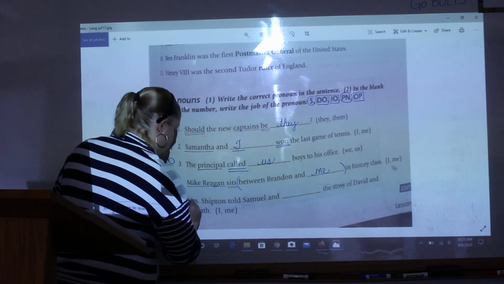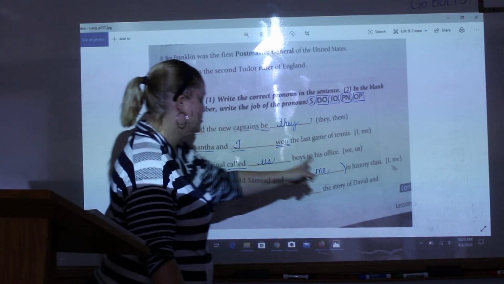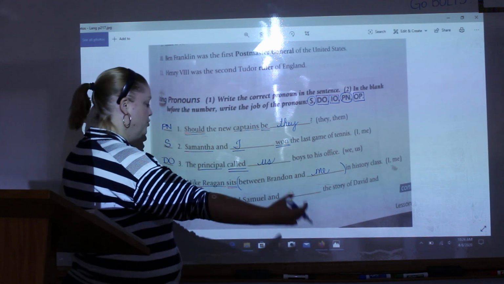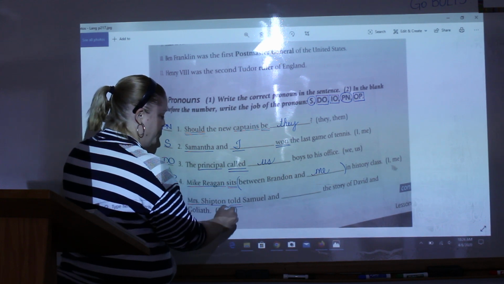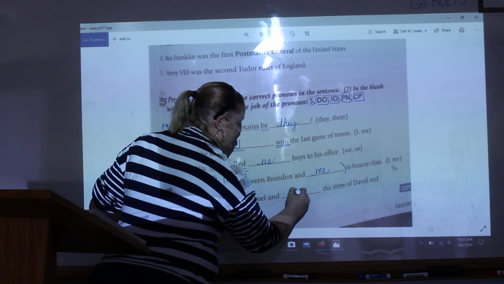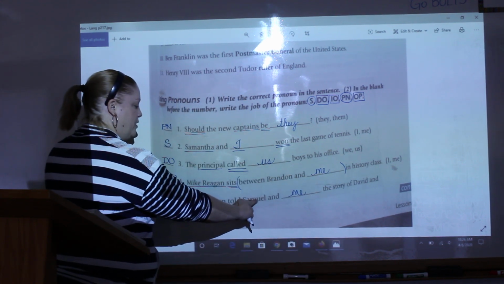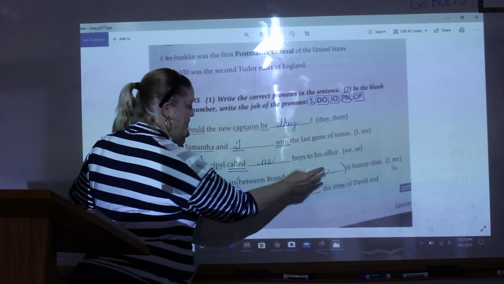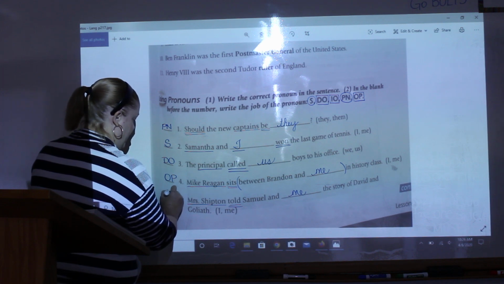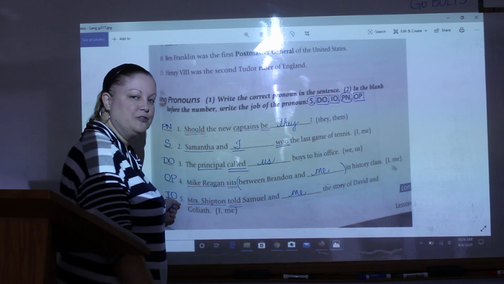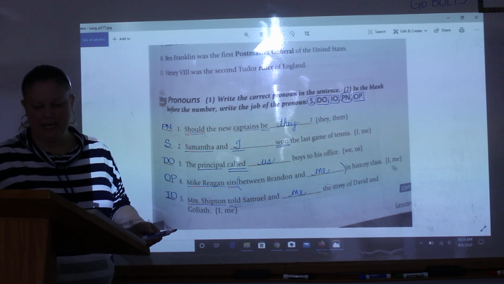All right, number 5, Mrs. Shipton told, let's underline this, that should be an action verb, told what? The story, okay, to whom? So we're looking for an indirect object, Samuel, and again, because we're looking for something in the objective case, to me, right? She told me the story, so even though we're putting Samuel in there, Mrs. Shipton told Samuel and me the story of David and Goliath. She didn't tell them, she told the story to them, so this is an indirect object. It's been a while since we reviewed this, so we're going over this together.